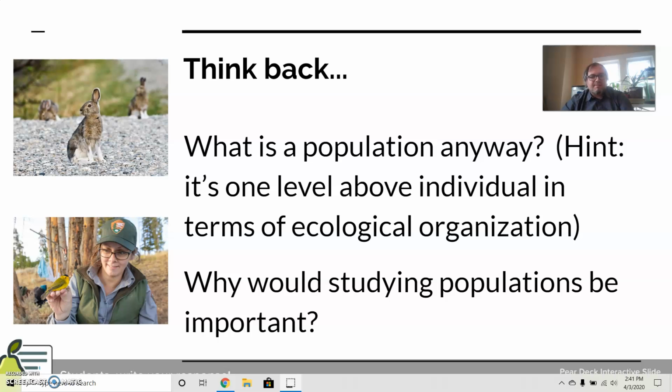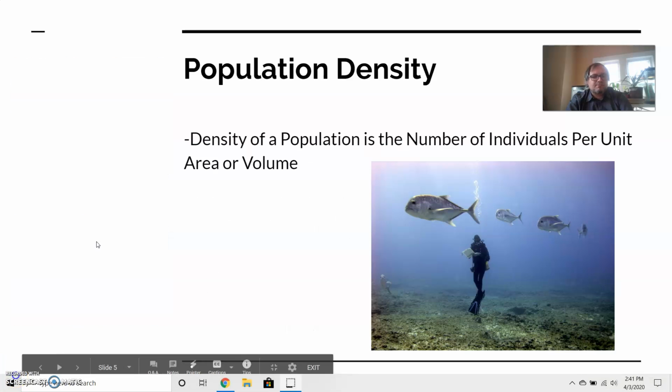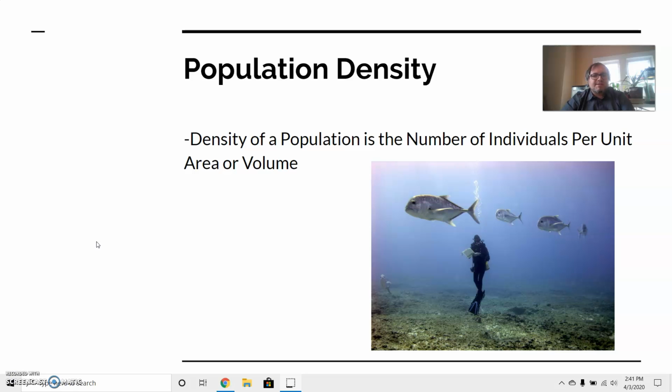So why would studying populations be important? Take a little time to consider that, consider why do ecologists take the time to study these populations? And let me introduce you to some of the calculations that we look at and some of the terms that we look at for populations. So, one of the first things that we think about is population density.